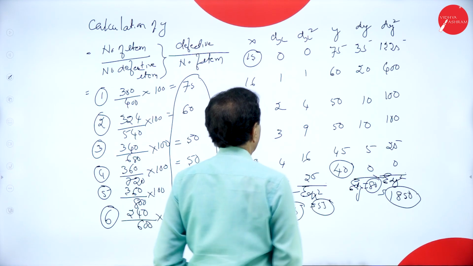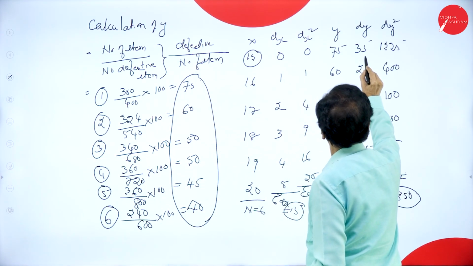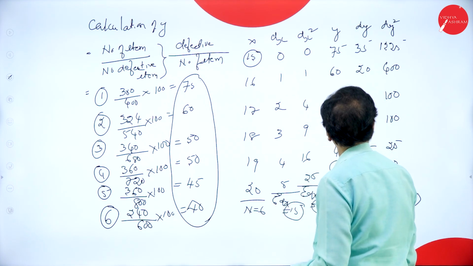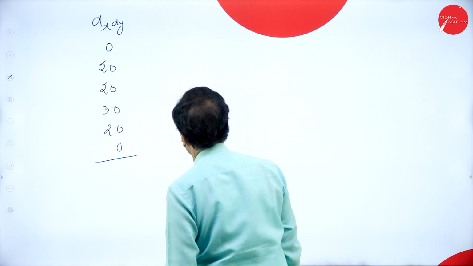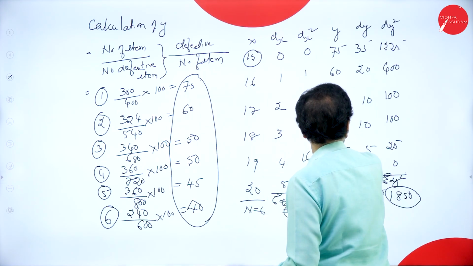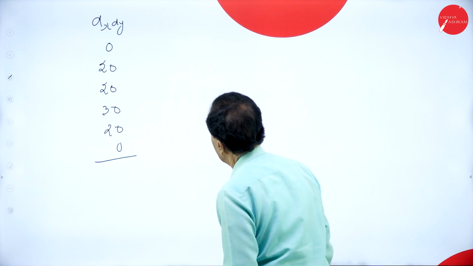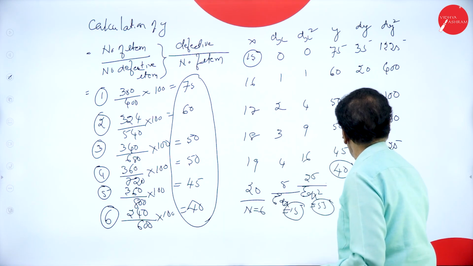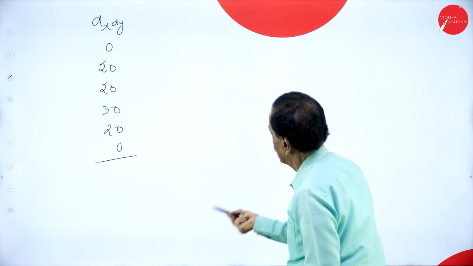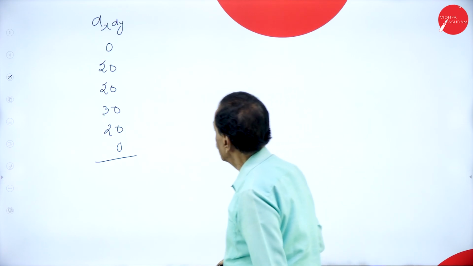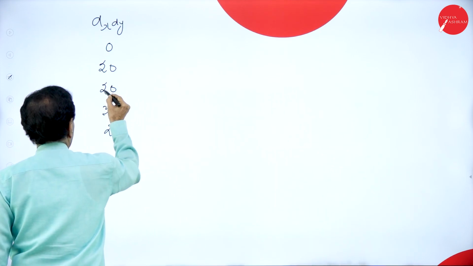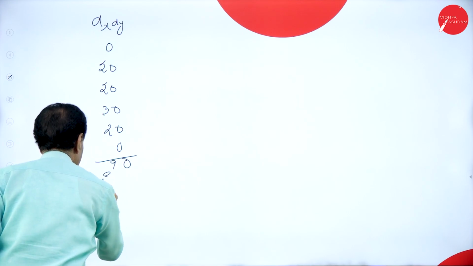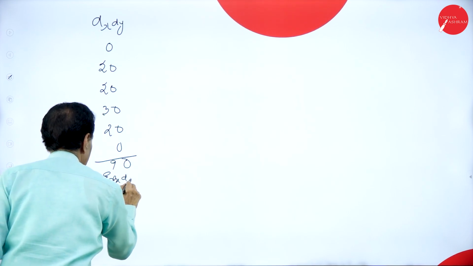We'll go with one by one. 0 into 35 is 0. 1 into 20 is 20. Then 2 into 10 is also 20. Then 3 into 10 is 30. Then 4 into 5 is 20. 0. Add the figure. This is 0. 2 plus 2, 4. 7, 9, 90. This is sigma dx dy.